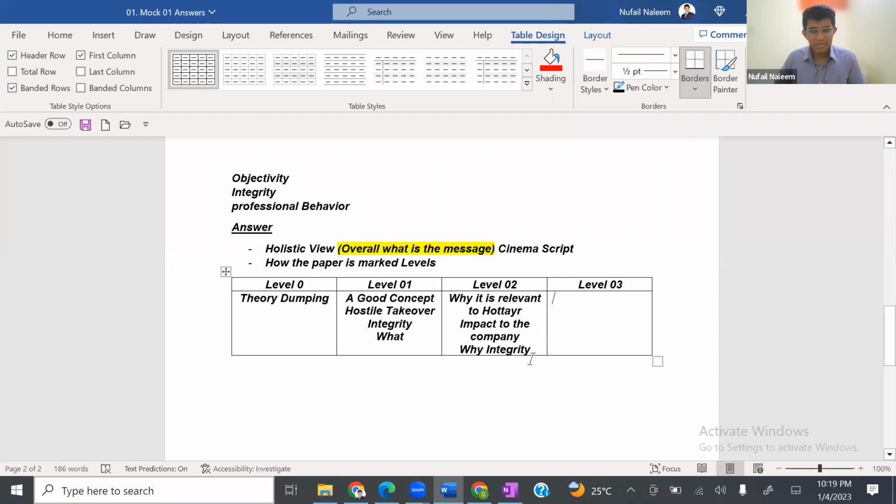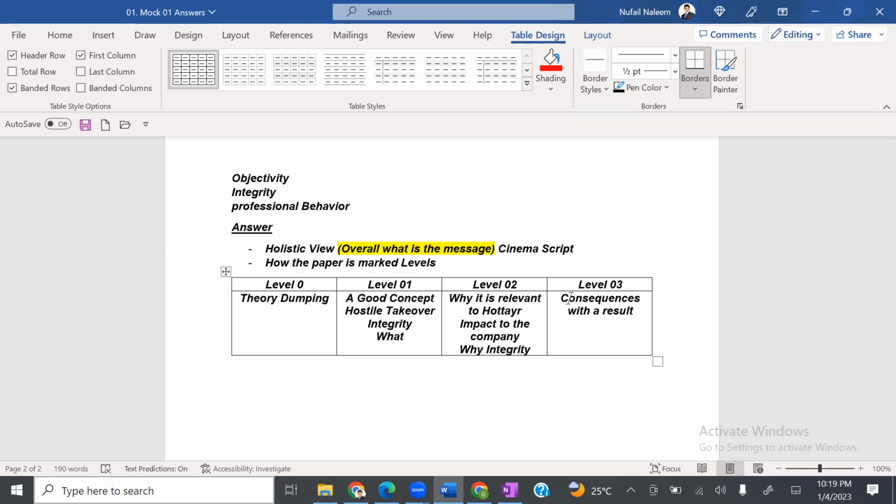And in simple language, students, level 3 is consequences. Consequences with a result. Now, consequences means if you breach the integrity, the shareholders sometimes may remove you from the board. Correct, no, Anushka? Yes, sir. And the second thing that can happen is you will not be getting a job in another company also. Agree or not agree, students? Yes, sir.